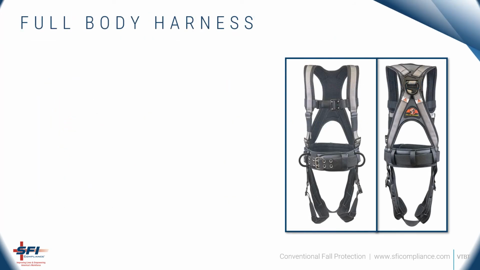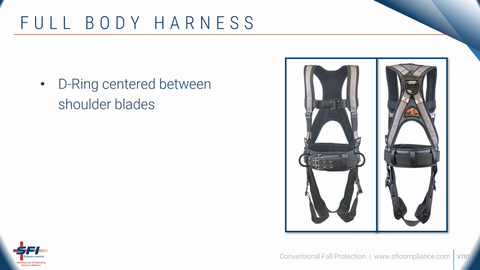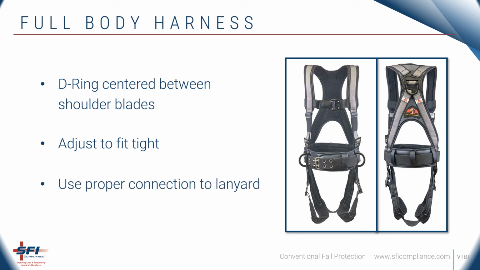The full body harness is worn by the worker and completes the personal fall arrest system. When wearing a harness, always remember to locate the D-ring on the back of the harness in the center of the back between the shoulder blades. Always adjust the harness to ensure it fits tight to prevent you from falling out of the harness in the event of a fall. Finally, use the proper connection to secure your full body harness to the lanyard. A proper connection is a double locking clip or locking carabiner.